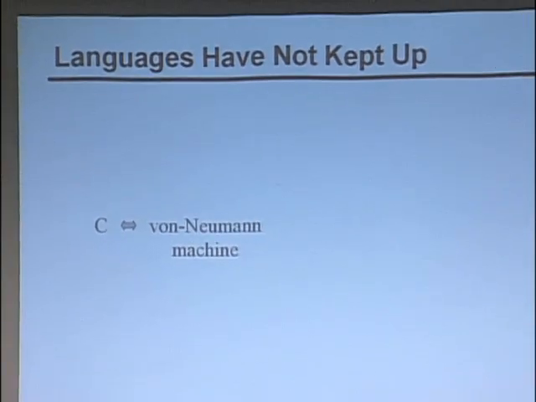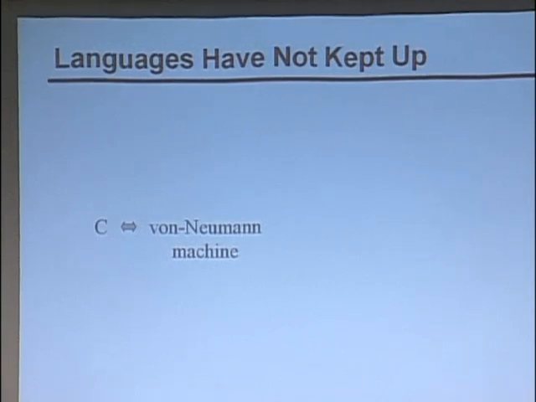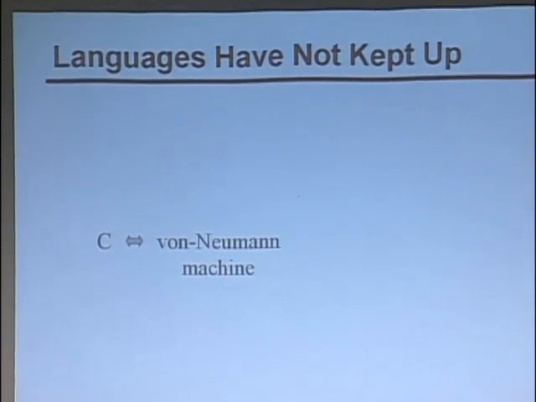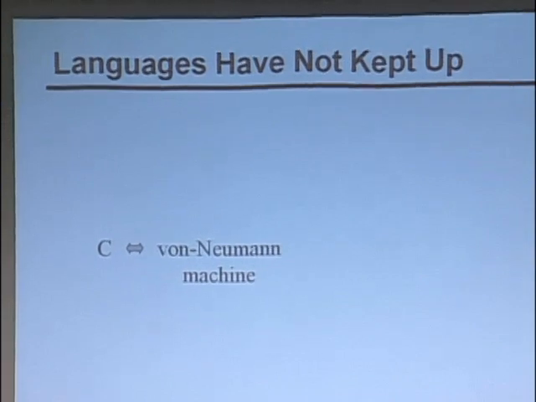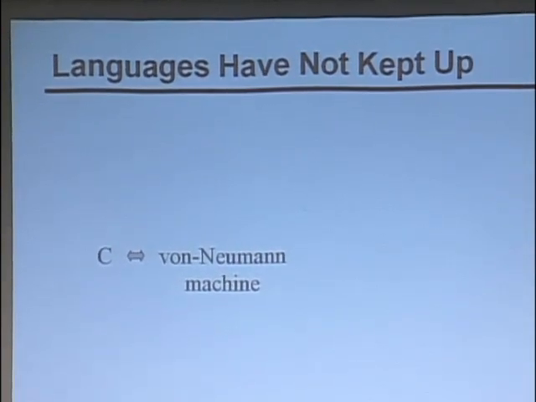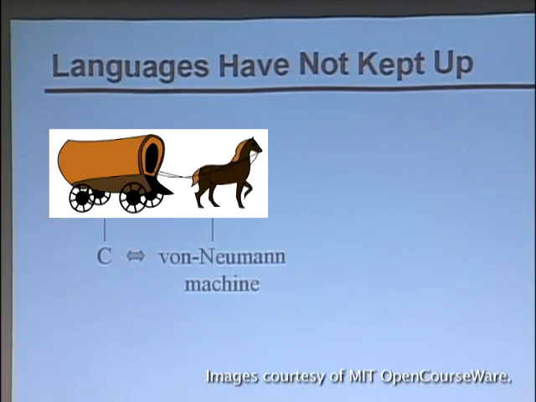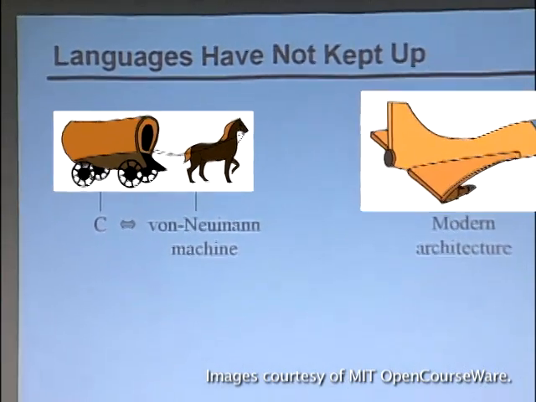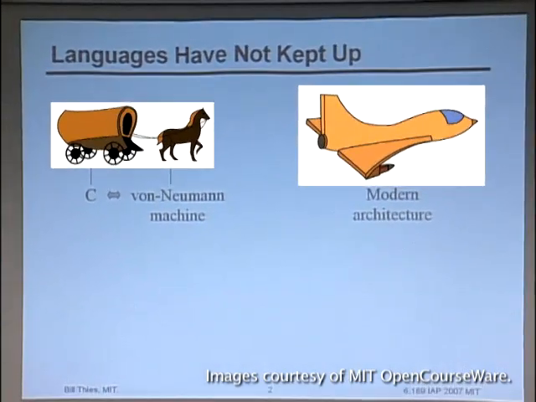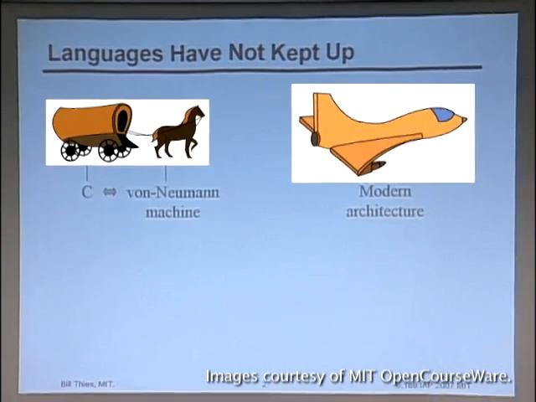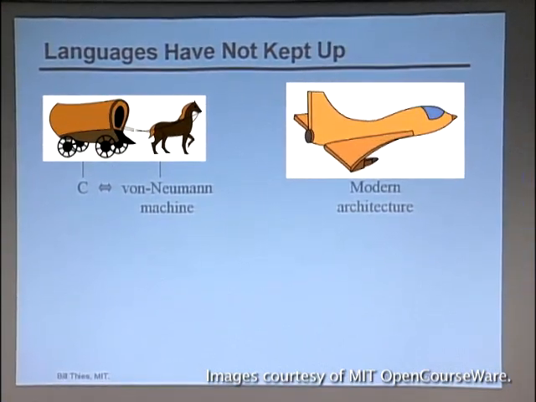So one way to look at this is to look back at previous languages, look at C with a von Neumann machine. Now, I grew up in rural Pennsylvania, not too far from Amish country, and so to me, these go together just like a horse and buggy. They're perfectly made for each other. They basically go at the same rate. Everything is fine. But the problem is, in comes the modern architecture. This is an F-16. You have a lot more that you can do than with a horse and buggy. So how do you program these new architectures?